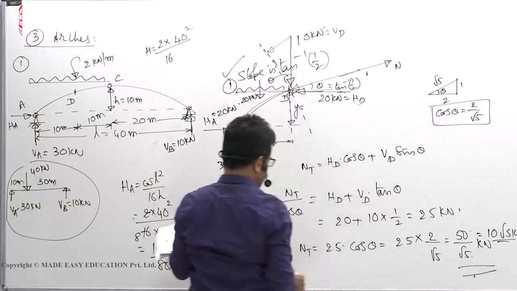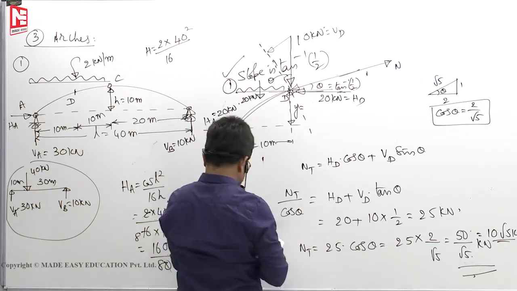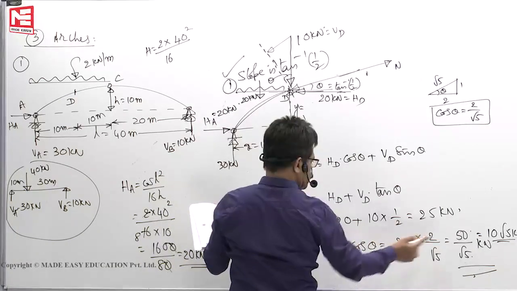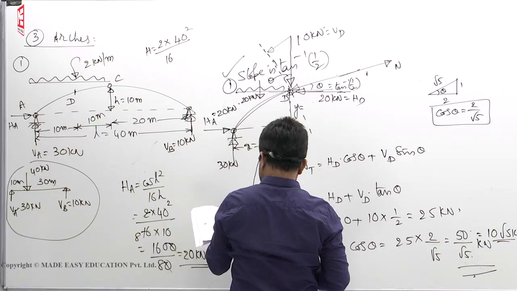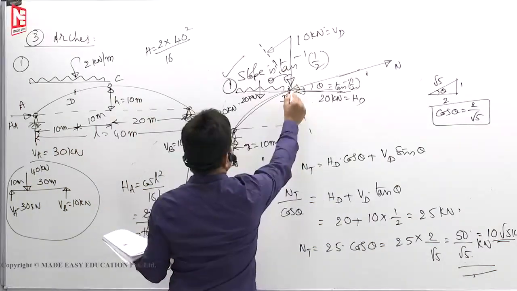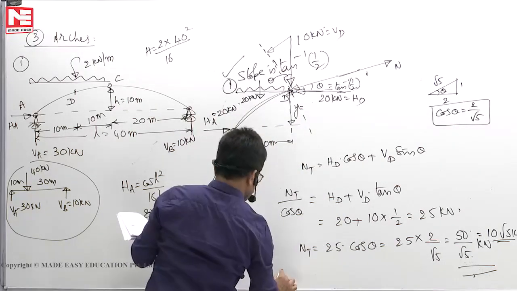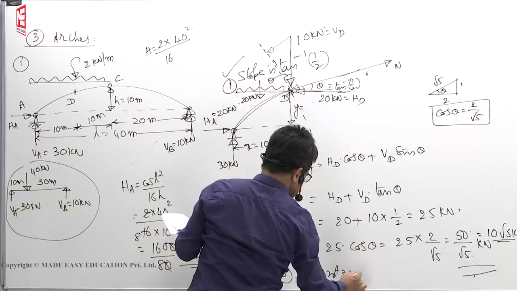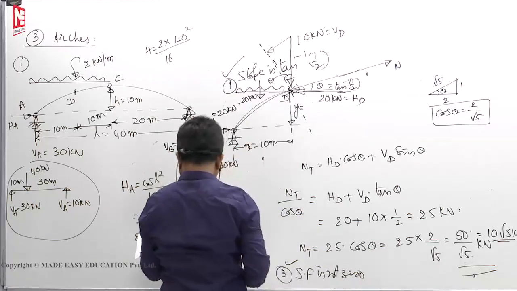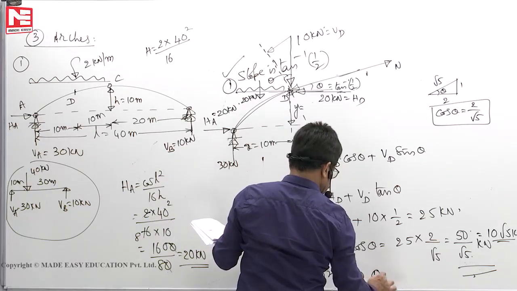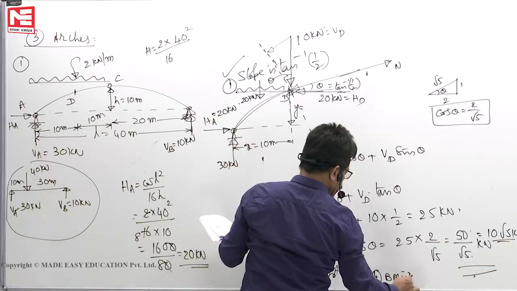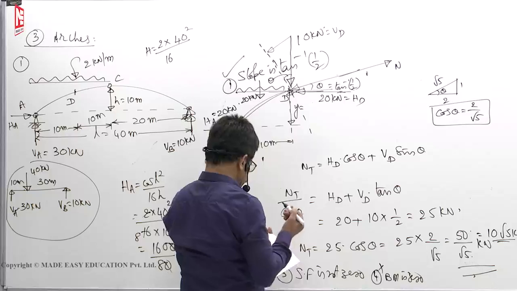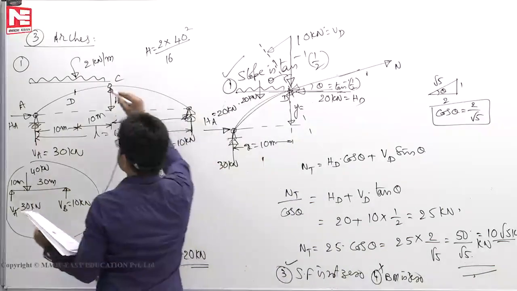So normal thrust is wrong. So the second statement is wrong. He has given 6 root 5, but we are getting 10 root 5. Then shear force is not 0, correct. The third statement, shear force is not 0, is correct. Bending moment is 0 is wrong. He says bending moment is 0. This statement is wrong. So what is correct is 1 only. So the first question is C.